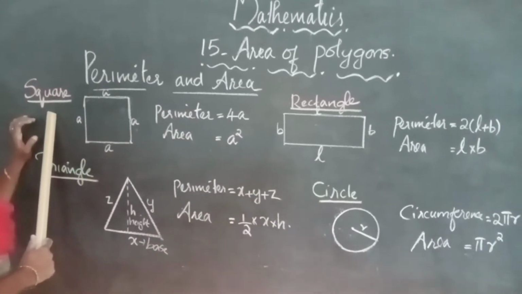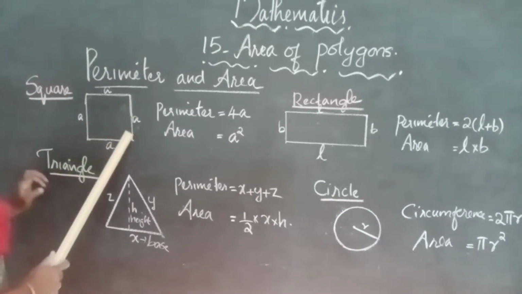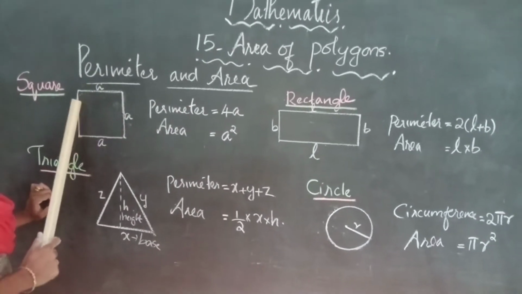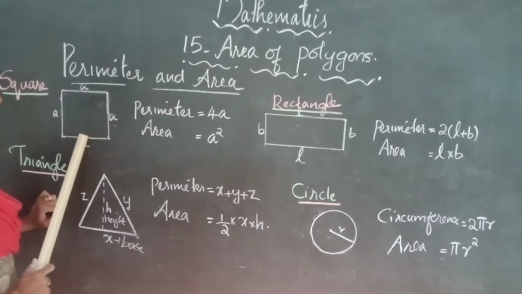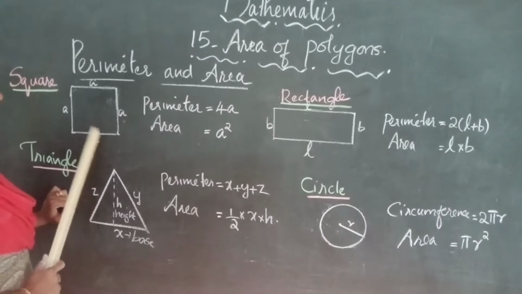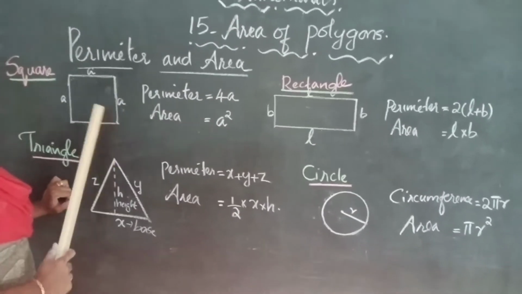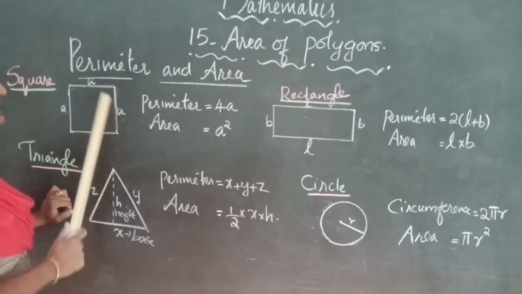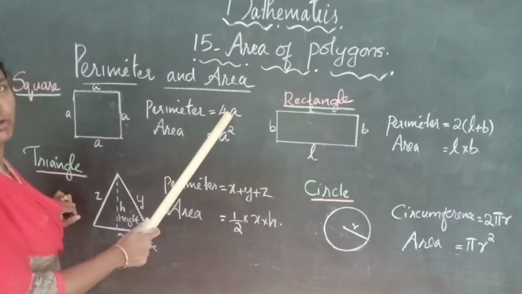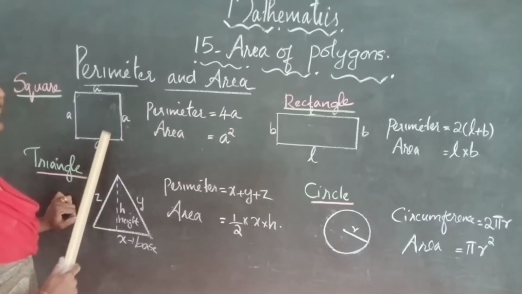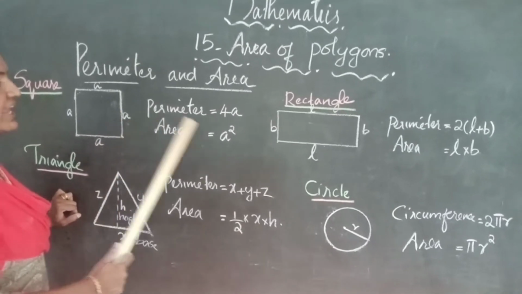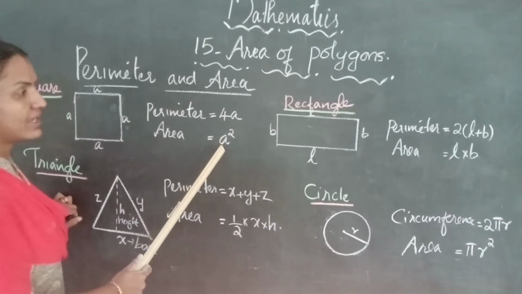The first one, square. It is a four-sided closed figure. All sides are equal. So perimeter is the sum of all the sides. Here one side is A, so the other sides are A. So perimeter is A plus A plus A plus A. The perimeter is 4A. The area: area means side into side, A into A. Area is A square.